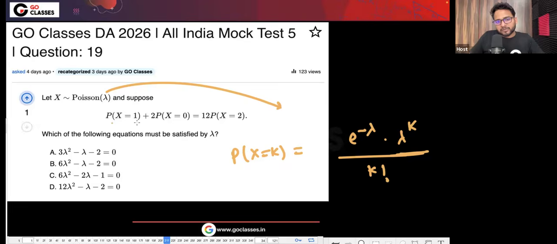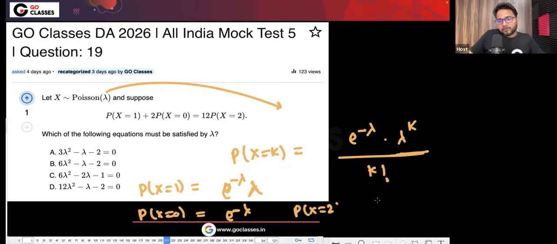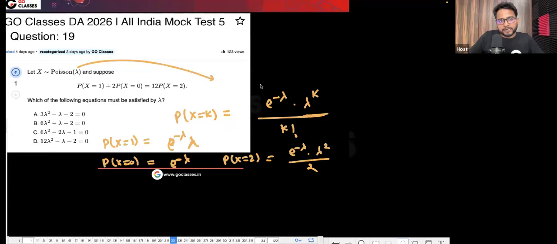So if you put x equal to 1, the probability of x equal to 1 is e power minus lambda into lambda upon 1 factorial. So it is e power minus lambda into lambda. The probability of x equal to 0, lambda power 0 will be 1, so it is e power minus lambda only. The probability of x equal to 2 will be e power minus lambda into lambda square upon 2, right? Anyway, e power minus lambda is common in all, so it will automatically get cancelled out.